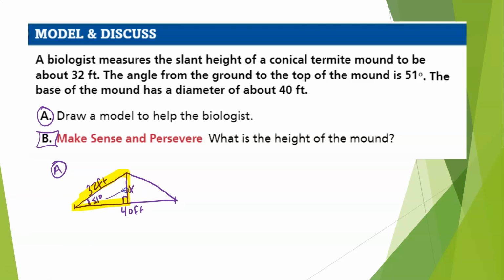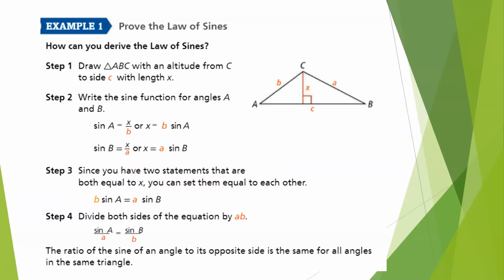The opposite side of the 51 is x, and the hypotenuse is 32. So for part B, I would use the sine of 51 degrees equals x over 32. I would multiply both sides by 32, and I got x equals about 25 feet. So it's about 25 feet high. I did round to the nearest whole number. So we started with a situation that wasn't a right triangle, but then we created one. This idea of taking a non-right triangle and turning it into a right triangle, we're going to see when we introduce the idea of the law of sines.